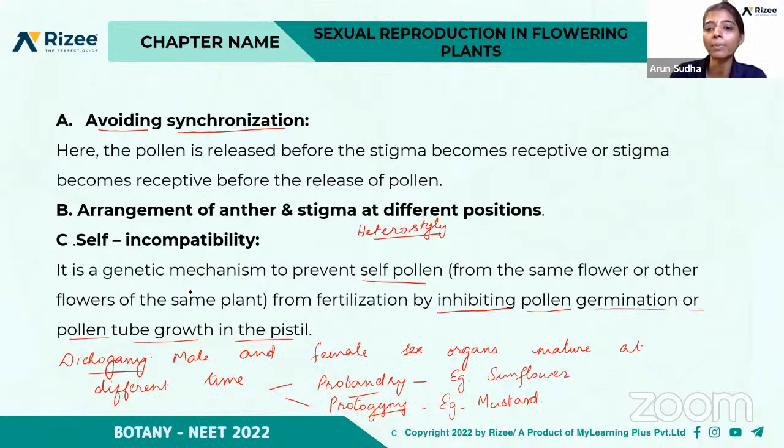So how is this happening? It is a genetic mechanism. If the pollen are from the same flower or from the same plant, there will be no formation of the pollen tube, or the pollen germination will not happen. So it results in self-sterility. Okay, so that is one of the factors.